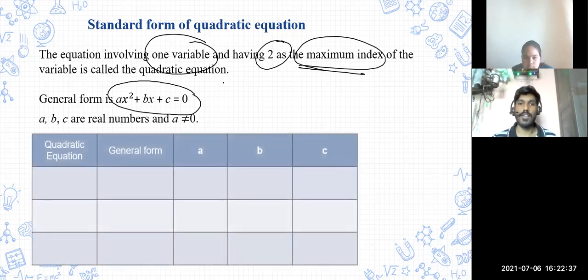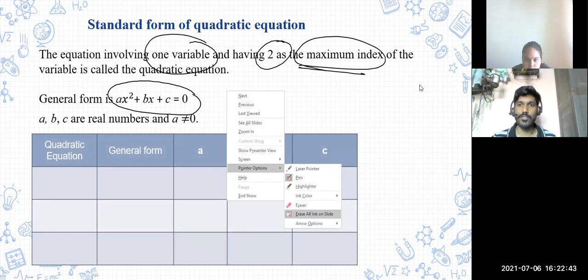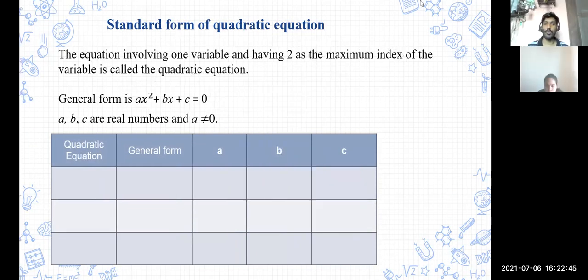Okay, now let's see some examples. First, I'll show you some examples of quadratic equation, and you have to just identify what is a, b, and what is c. As I said, a is the coefficient of x squared, b is the coefficient of x, and c is the last constant term. I think this activity is there in your textbook also. So the first quadratic equation is x square minus 4. First, you have to write this in the general form.